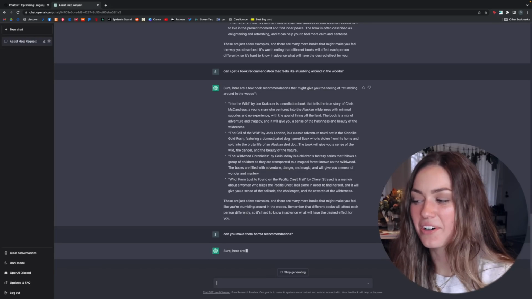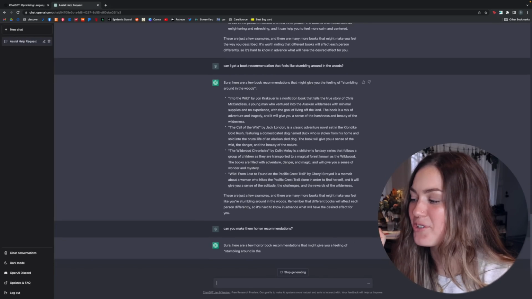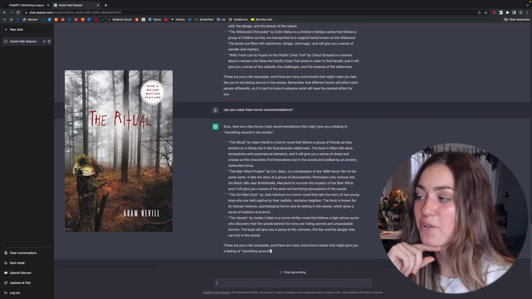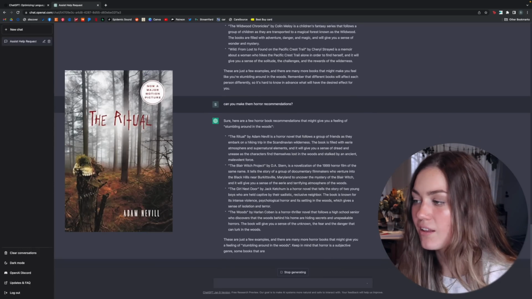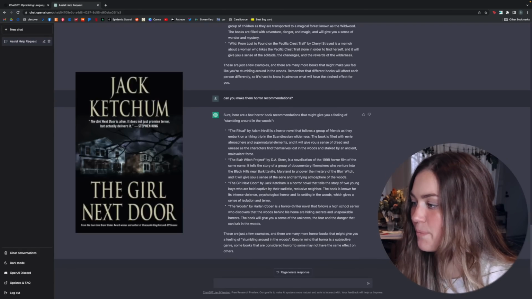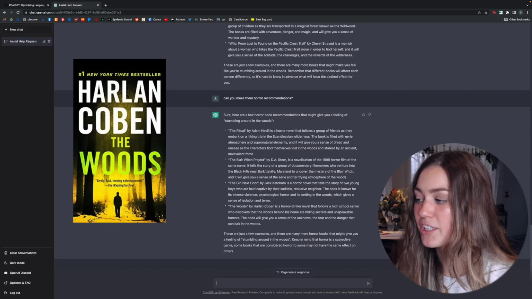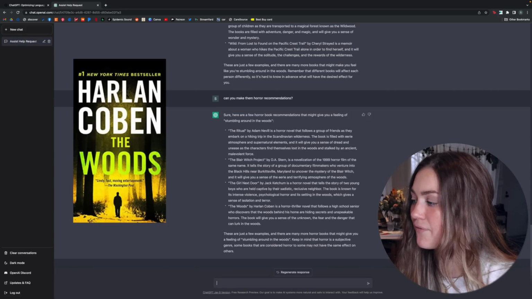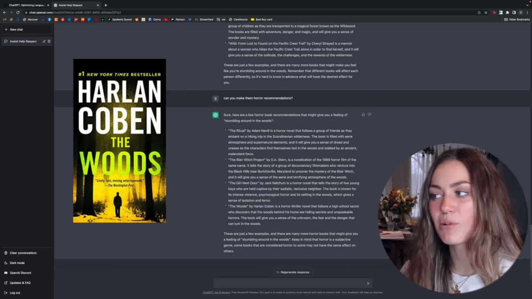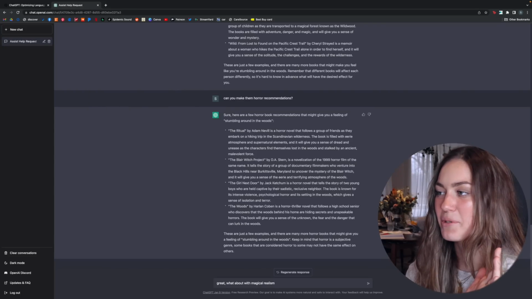They said, sure, here are a few horror book recommendations that might give you the feeling of stumbling around in the woods. The Ritual by Adam Nevill, with eerie atmosphere and supernatural elements, Blair Witch Project by D.A. Stern, we all know this one, The Girl Next Door by Jack Ketchum, The Woods by Harlan Coben is a horror thriller novel that follows a high school senior who discovers that the woods behind his home are hiding secrets and unspeakable horrors. I kind of want to explore this one more.